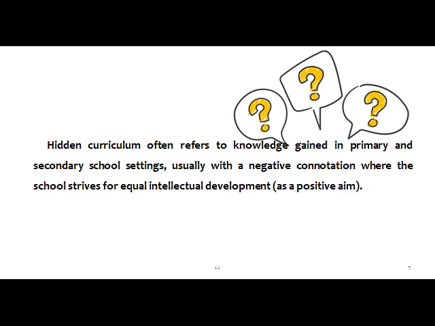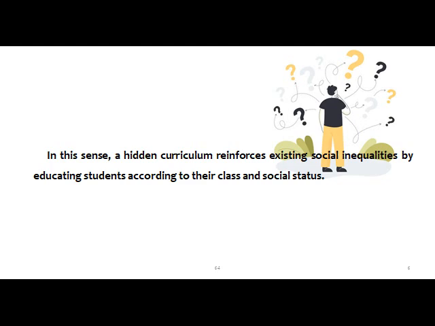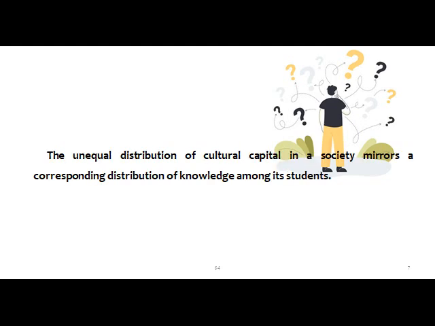Hidden curriculum often refers to knowledge gained in primary and secondary school settings, usually with a negative connotation where the school strives for equal intellectual development as a positive aim. In this sense, a hidden curriculum reinforces existing social inequalities by educating students according to their class and social status. The unequal distribution of cultural capital in a society mirrors a corresponding distribution of knowledge among its students.